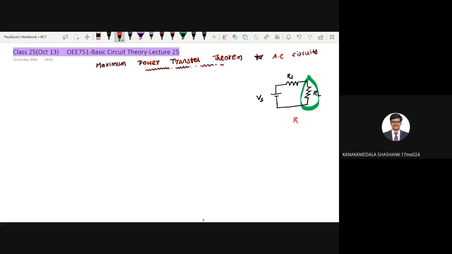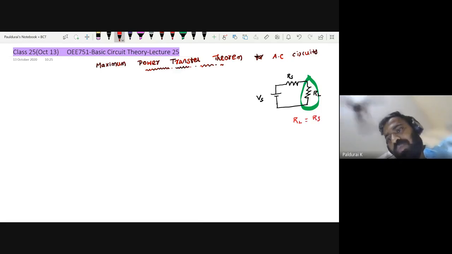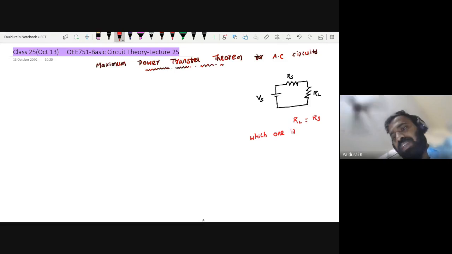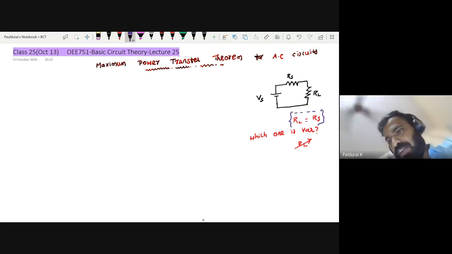When RL equals RS. My question: which one is variable here, RL or RS? RL is variable. You want to vary the variable. In such a way, I started the very first class. I proved the maximum power transfer theorem with the help of a numerical, but this time I want to derive this expression. So my conclusion here: RL is variable.